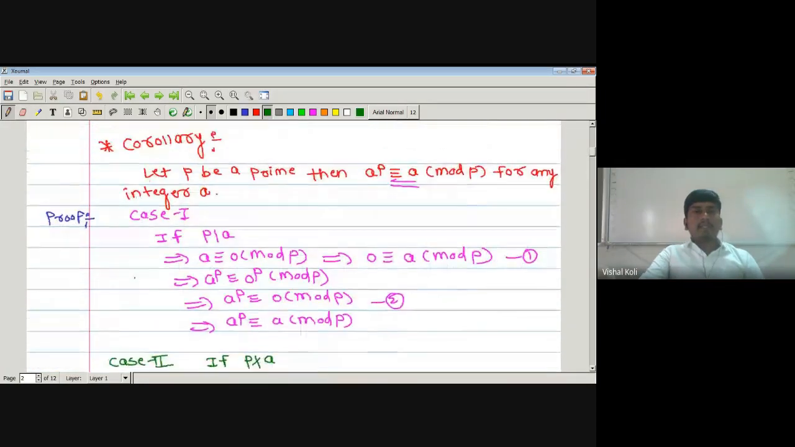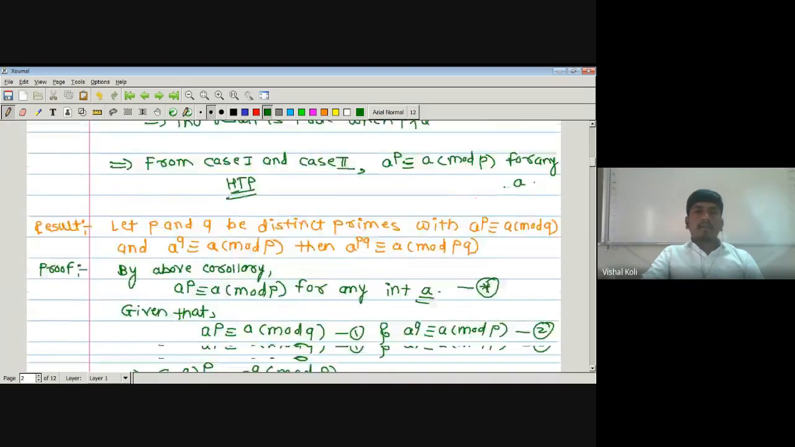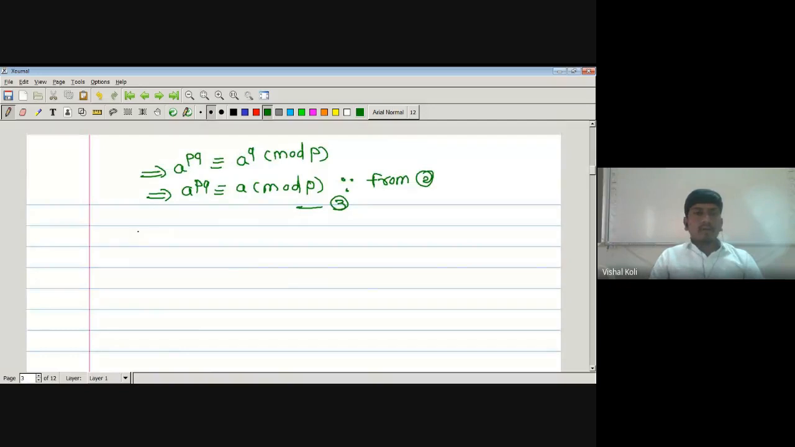That is, if p is a prime, then a to the power p is congruent to a modulo p for any arbitrary integer a. If q is a prime, then it is nothing but a to the power q is congruent to a modulo p. From the above corollary, that is, from star, a to the power q is congruent to a modulo q for any a. Now here we have to put a equal to a to the power p.